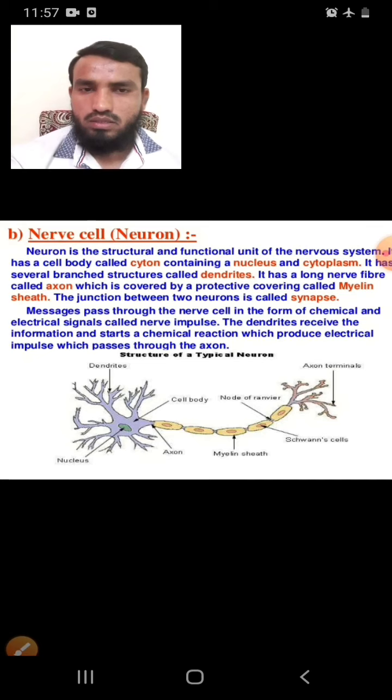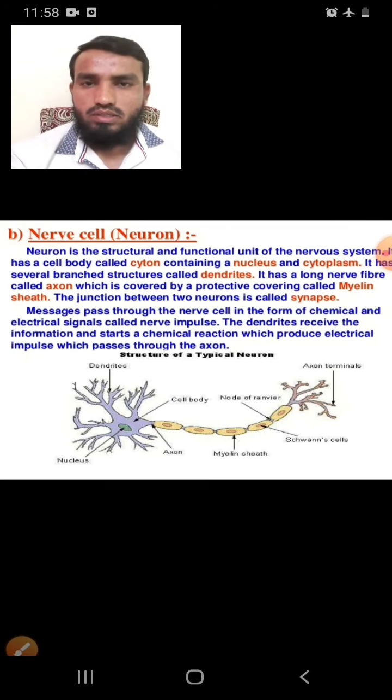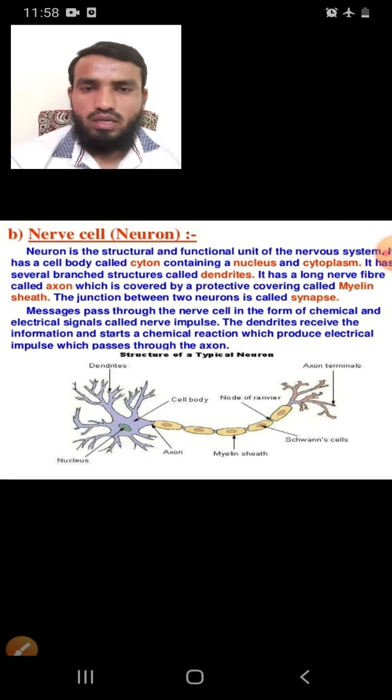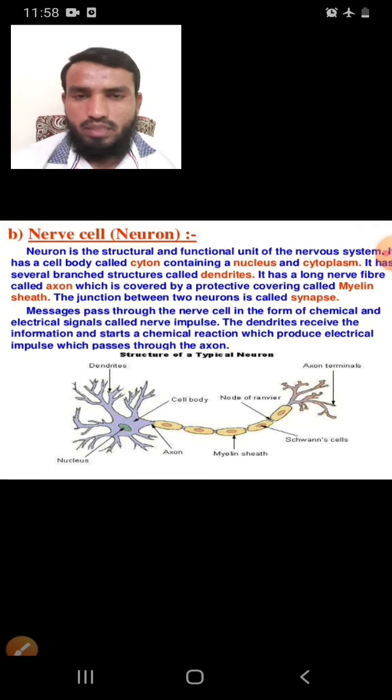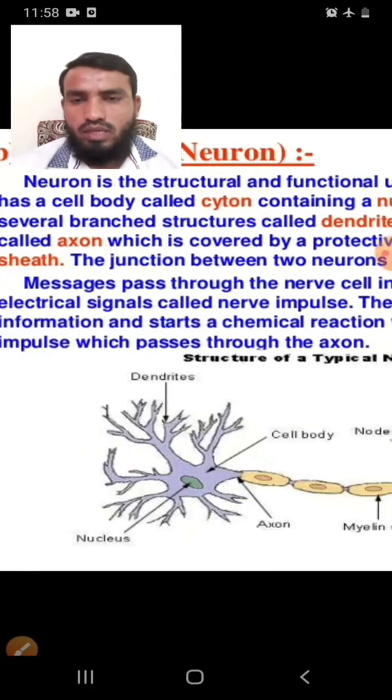So that is the system of how our cells generate the impulse form, and how it is transferred from one place to another. So that is all covered in this. That is very important.